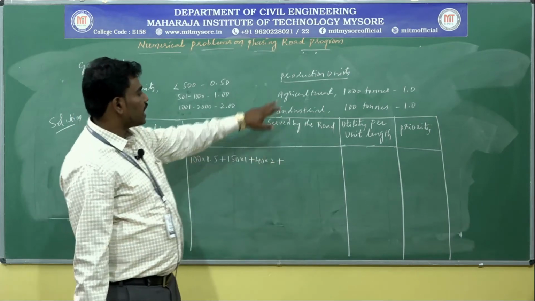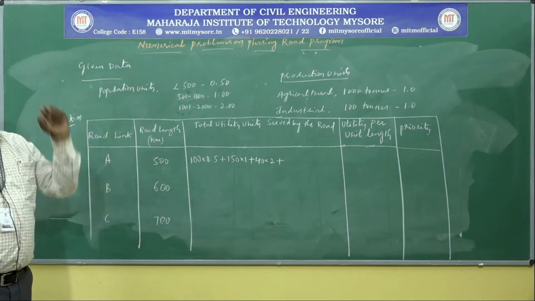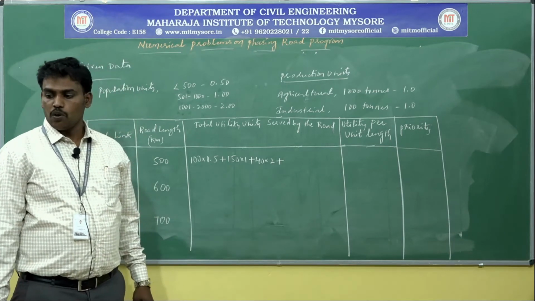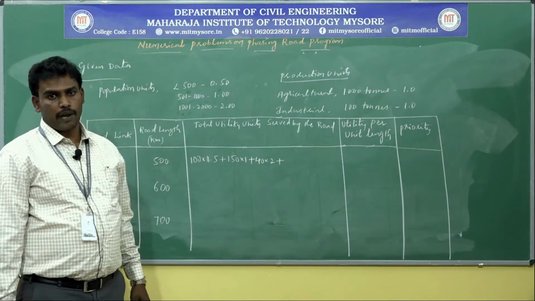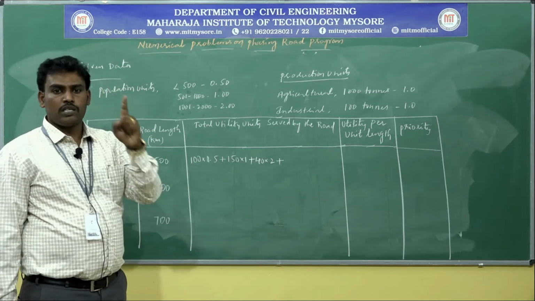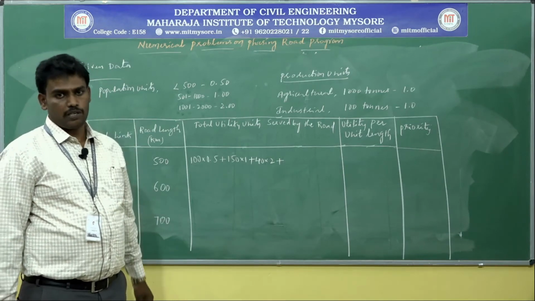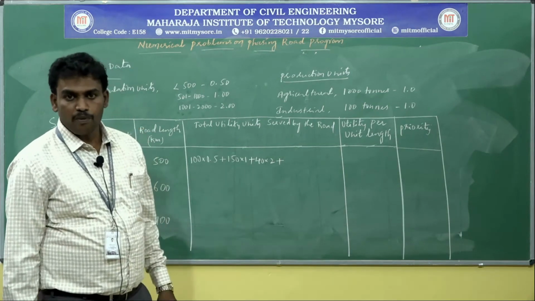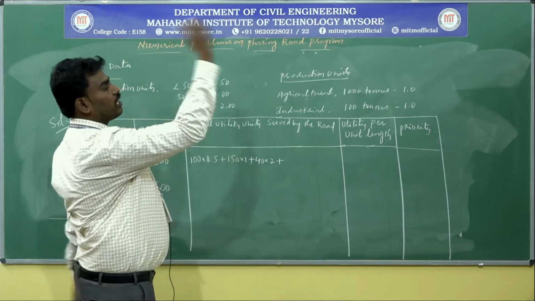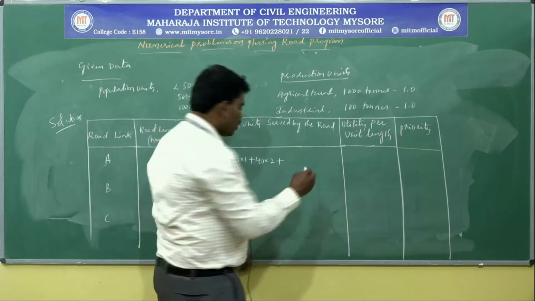For the production, agricultural and industrial units, for road link A they have given agricultural products as 250,000 tons. For 1000 tons of agricultural products there is 1 unit, so for 250,000 tons it is 250 units.